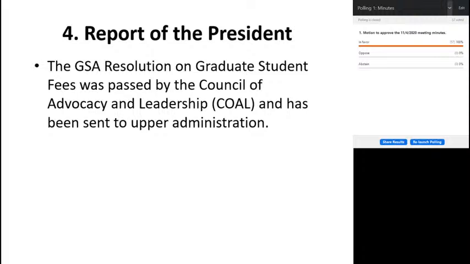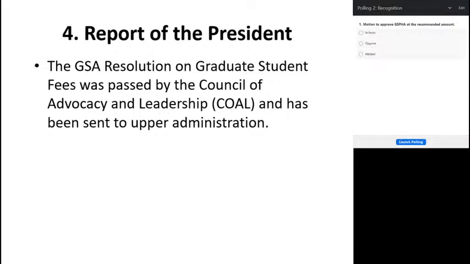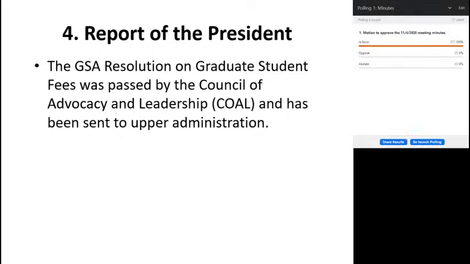is a meeting that happens almost every month, and it's a meeting with all of the presidents of all the respective governments, so student association, medical, pharmacy, and all that stuff. So we took the resolution that we passed here and we took it to Cole, and they also passed it, and we sent it to upper administration. As far as I know, I haven't heard anything. I don't know if the leader of Cole has heard anything, but I just wanted to say it got passed by Cole. That's it.